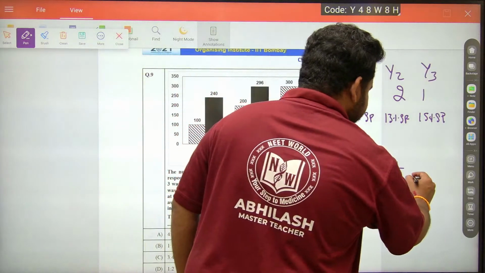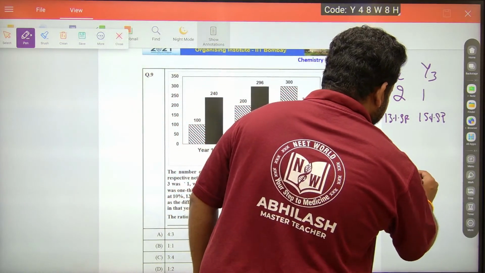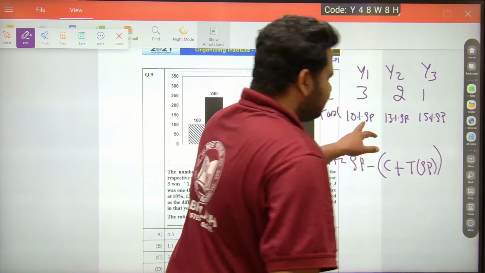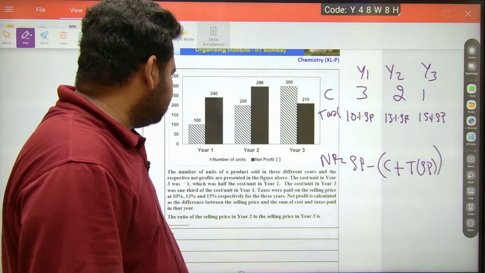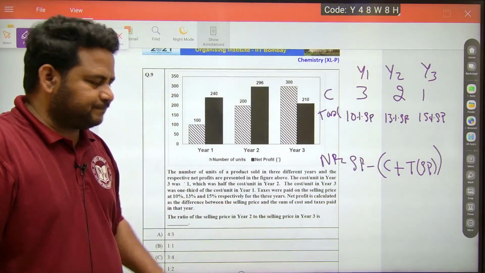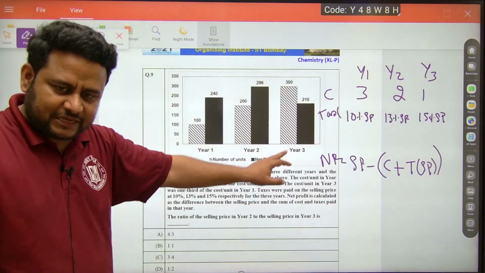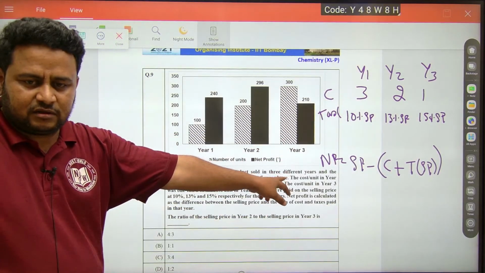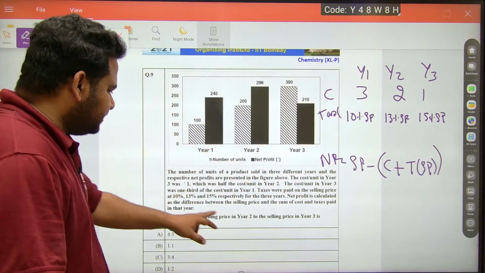Taxes paid in the year is what? Tax is nothing but tax on selling price. It is given on selling price only. So for this, we have to find something. The ratio of selling price in year 2 to year 3. So that means we have to find selling price in year 2 to year 3. So first let us find the net profit in year 2 to year 3, correct?